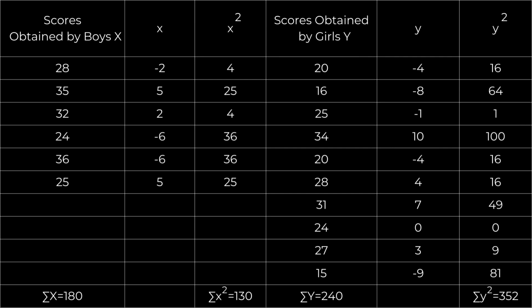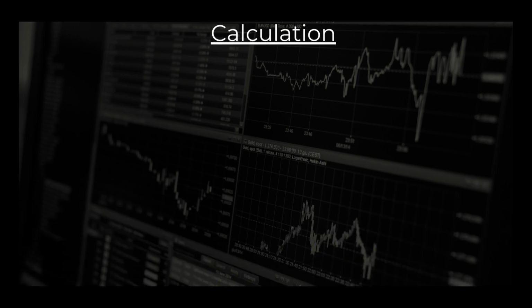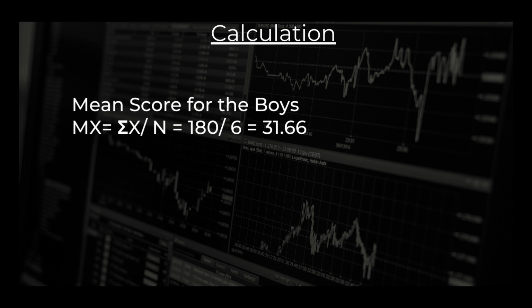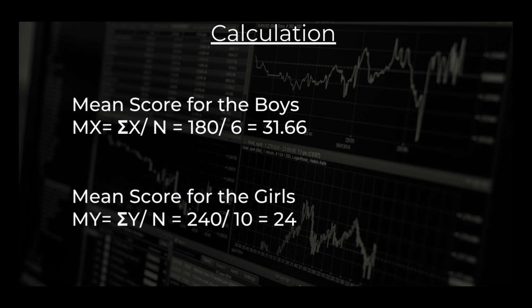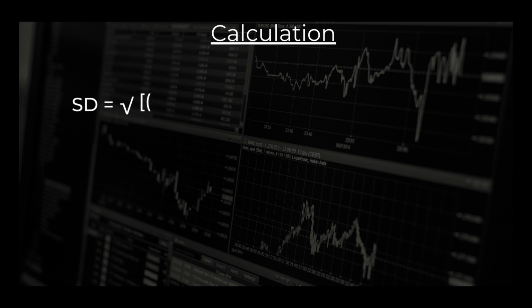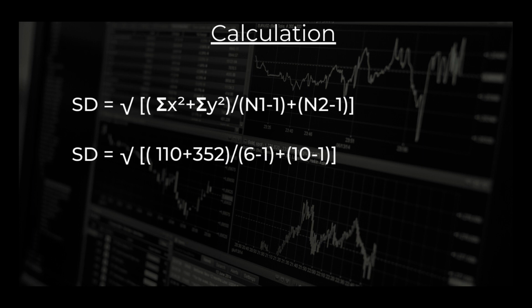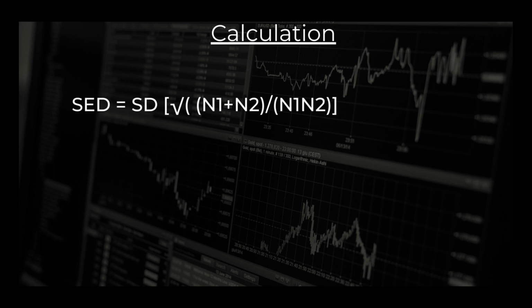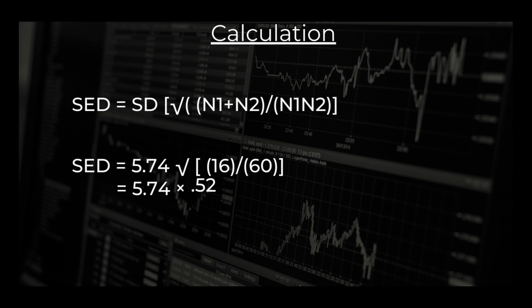We can put all those values into the formula. At the first place we calculate the mean score for the boys, that is 180 by 6, equal to 31.66, and the mean score for the girls, that is 240 by 10, equal to 24. The standard deviation we again compute with this formula: square root of summation x square plus summation y square upon n1 minus 1 plus n2 minus 1, and we got the value 5.74. Now we have to compute the standard error of the difference, which is equal to SD into the square root of n1 plus n2 upon n1 n2, and with the help of this we got the value of the standard error of the difference.